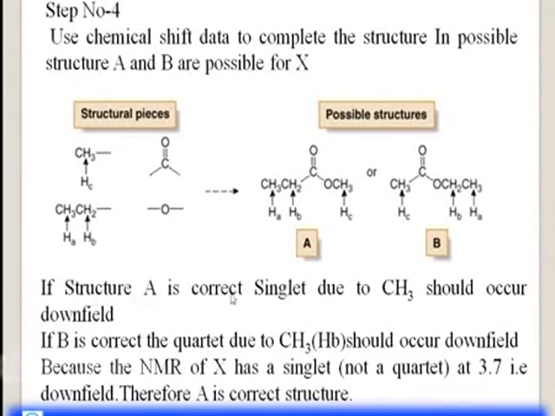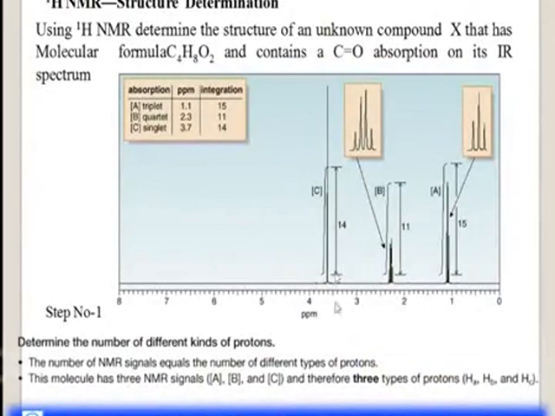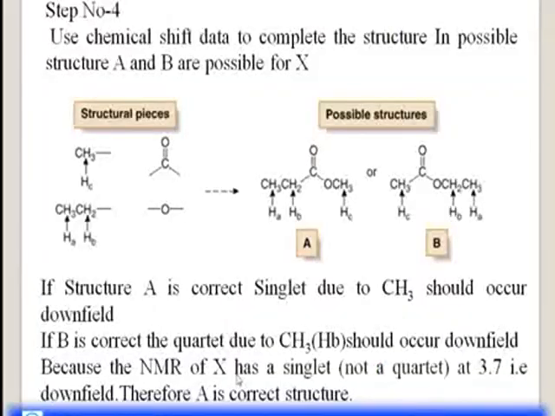If structure A is correct, the singlet due to CH3 should occur downfield. If B is correct, the quartet due to CH3 should occur downfield. We have seen from the spectrum that the singlet is observed downfield at 3.7. Because the NMR of X has a singlet, not a quartet, at 3.7 downfield, structure A is correct. So on the basis of shielding and de-shielding, we can conclude which structure is possible for a particular compound.